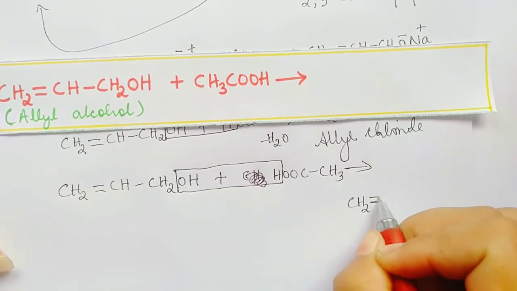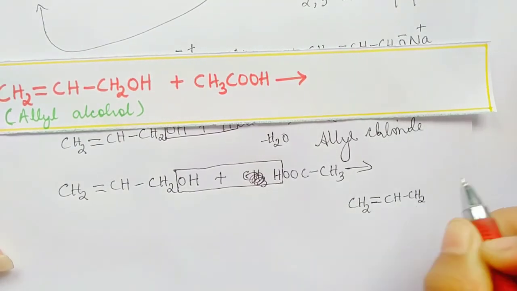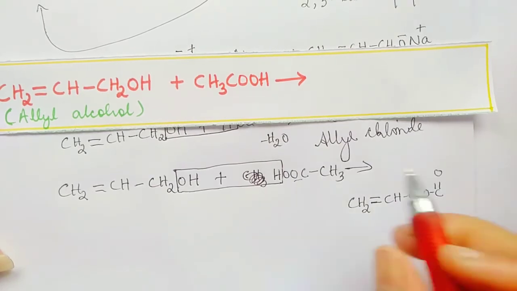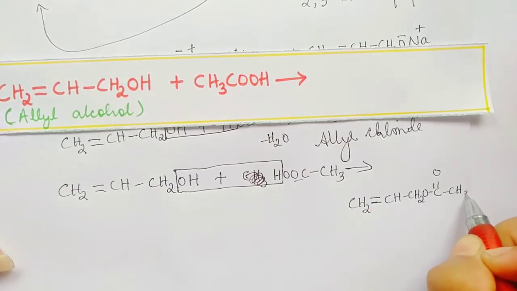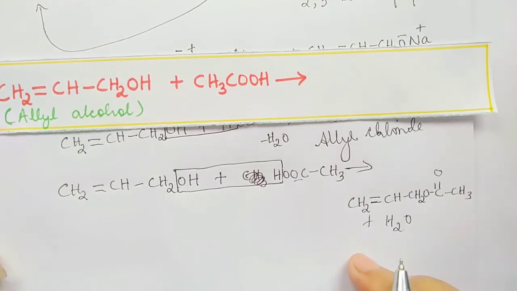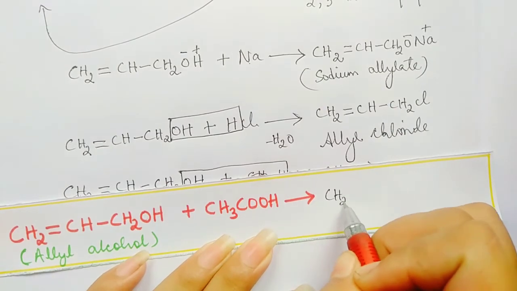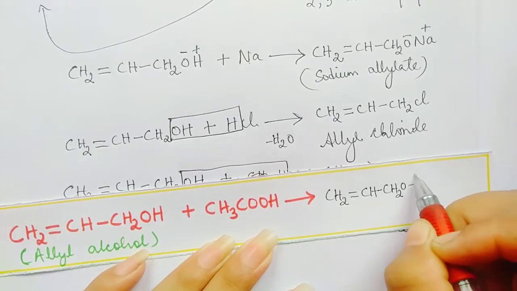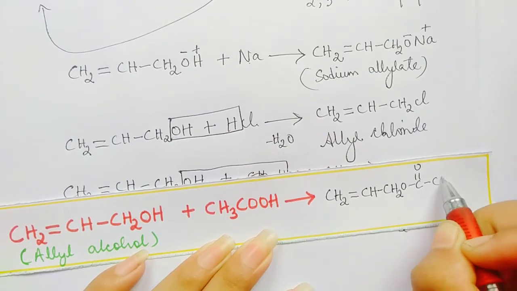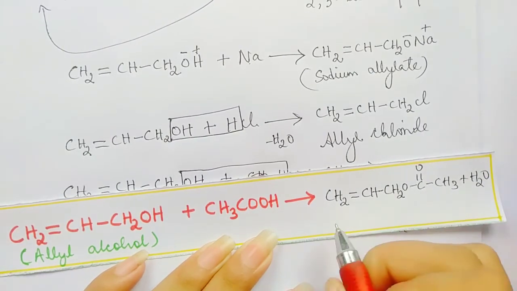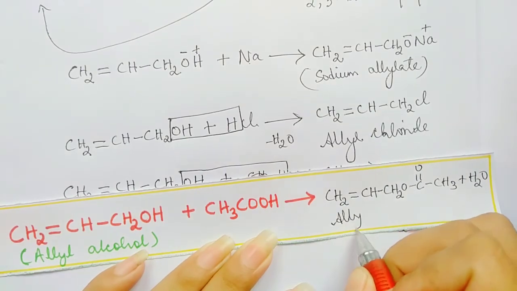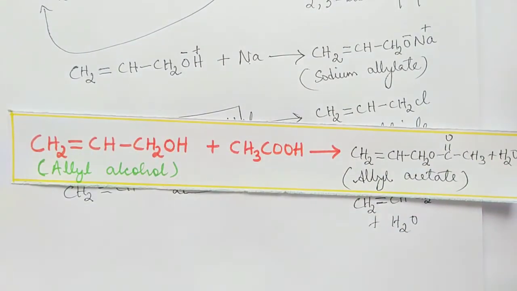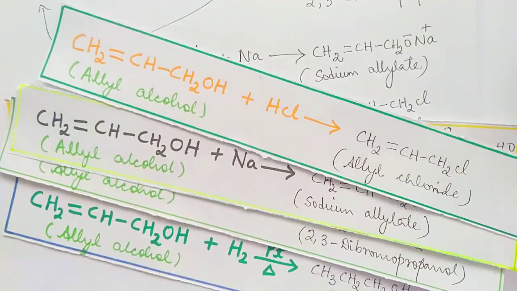Then what do we have? CH2=CH-CH2-O, and here we have C=O, this part, and CH3, with water molecule. CH2=CH-CH2-O-C(=O)-CH3 with water molecule. What is this? Allyl acetate. Okay, hence we have completed all the chemical reactions of what? Allyl alcohol.